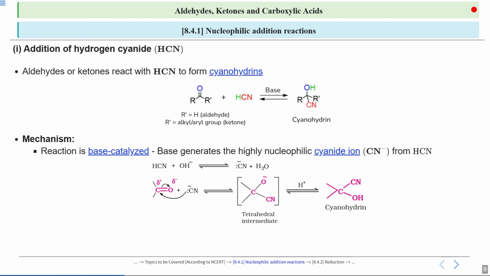I hope the steps are clear. First, HCN reacts with a base and forms a cyanide ion. Then this cyanide ion, being nucleophilic, attacks the electrophilic center, which is the carbon of the carbonyl group. It forms a tetrahedral intermediate where the oxygen is negatively charged, and then this negatively charged oxygen picks up a proton and forms a new bond, which results in cyanohydrin. So the CN adds to the carbonyl group, forming cyanohydrin.